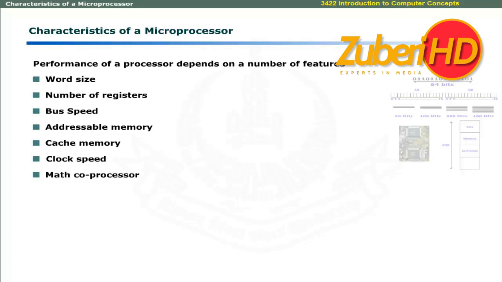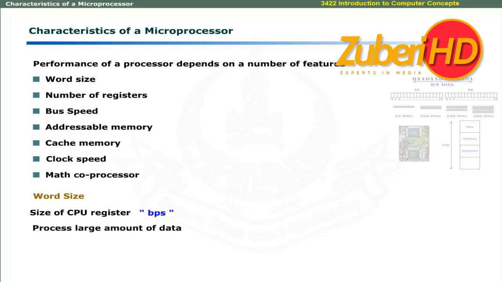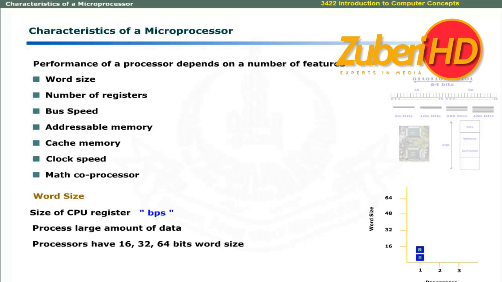The first feature of a microprocessor is word size. It refers to the size of the CPU register. It describes the number of bits that the processor can process in a unit of time. A processor can process a large amount of data if the word size is larger. Typically, processors have 16, 32 and 64 bit word sizes. This graph compares different processors.